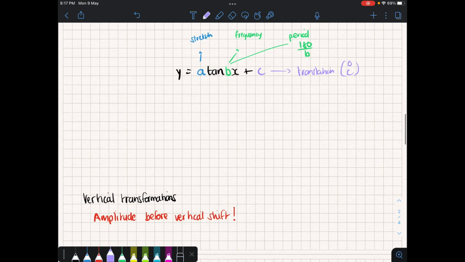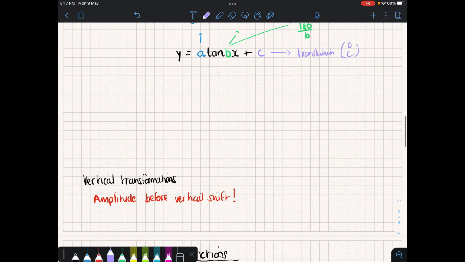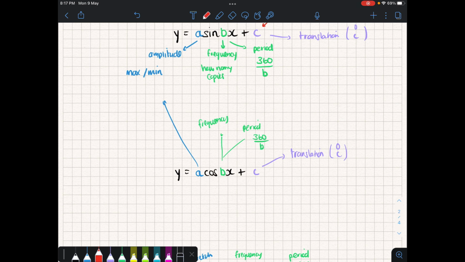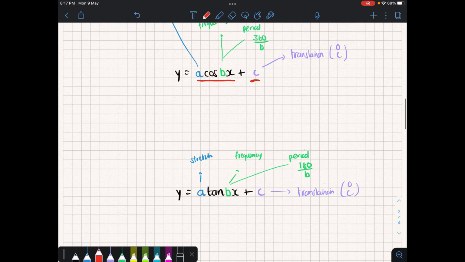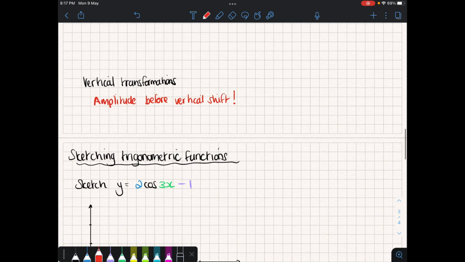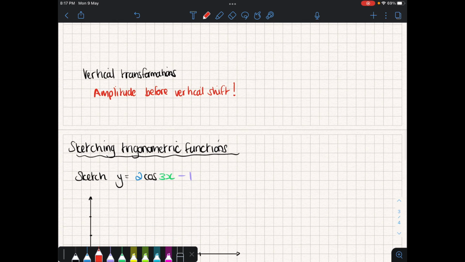So when it comes to the vertical transformations, we always do the amplitude first and then the vertical shift. And the reason that we do the amplitude first is you'll notice that the amplitude is more closely connected to our cos of x, and the vertical transformation kind of happens afterwards. So we always treat the amplitude change first, and then we apply the vertical shift. If you do it in the opposite order, you're going to get a very weird looking graph.